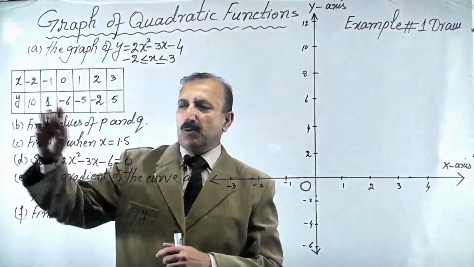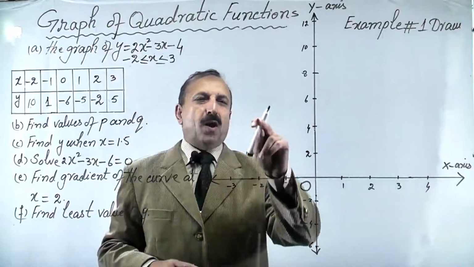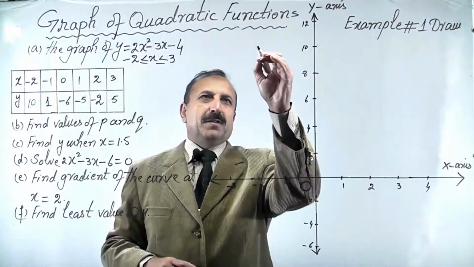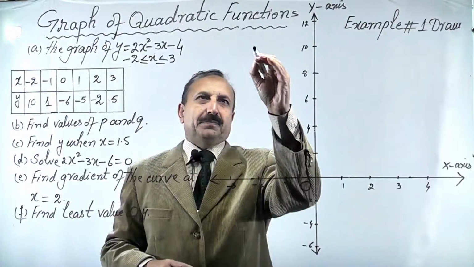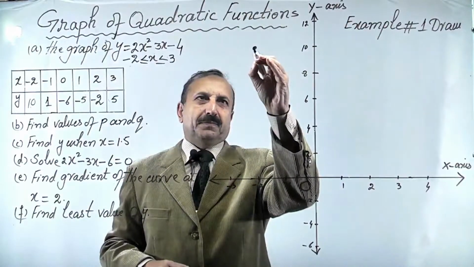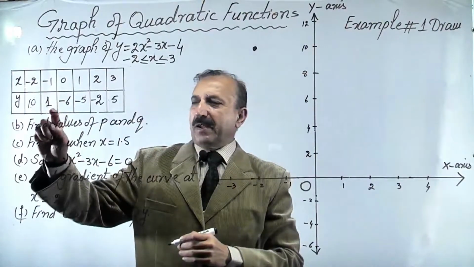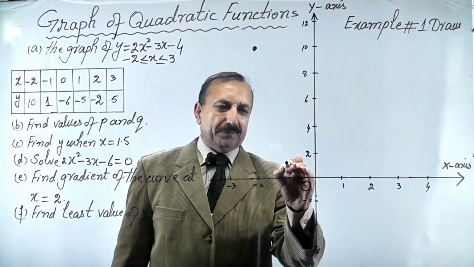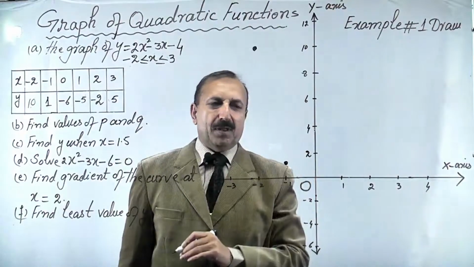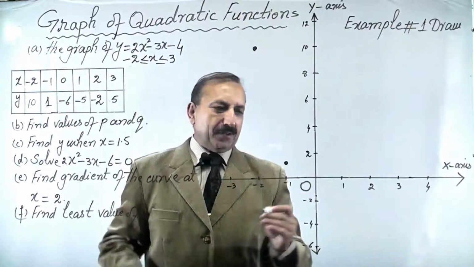This is minus 2 and 10. Here is minus 2, and we'll move up here. This is 10. And then the next point is minus 1 and 1. Here is minus 1 and here is 1. And then this is 0 and minus 6.